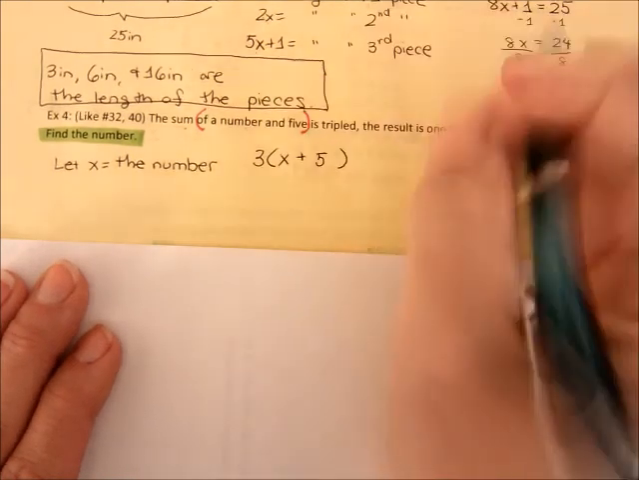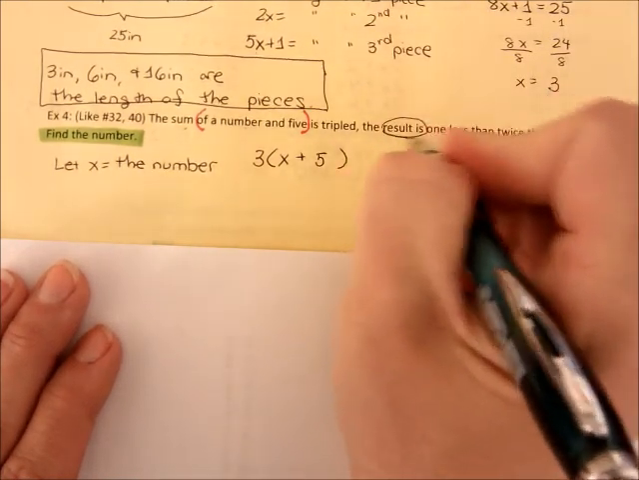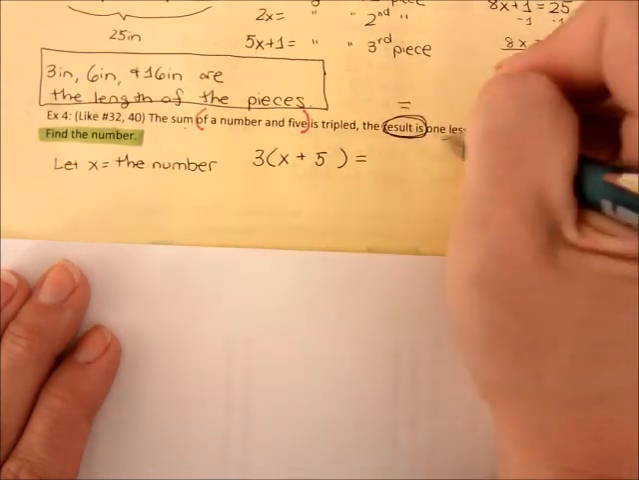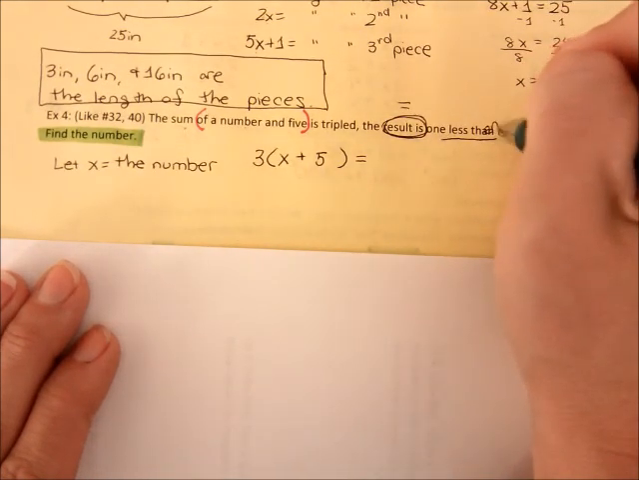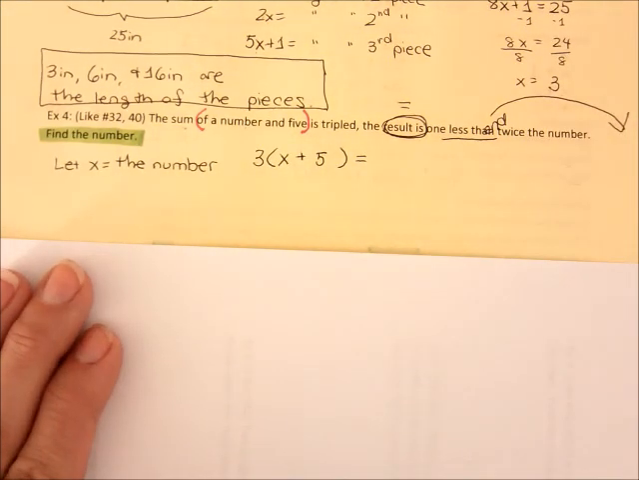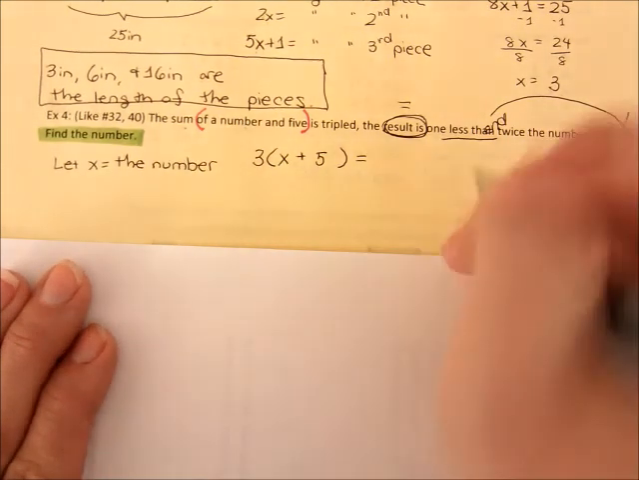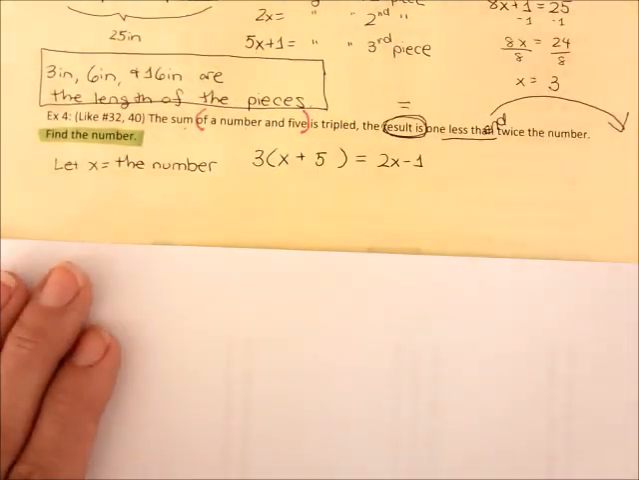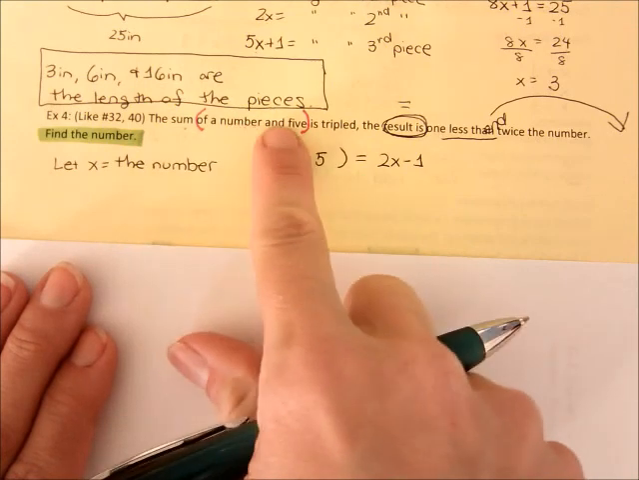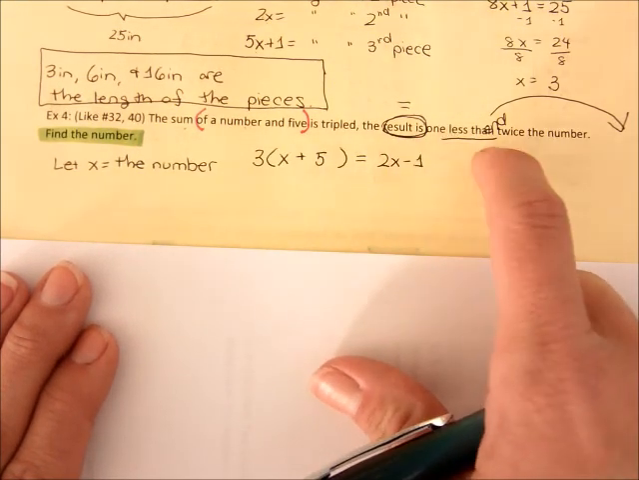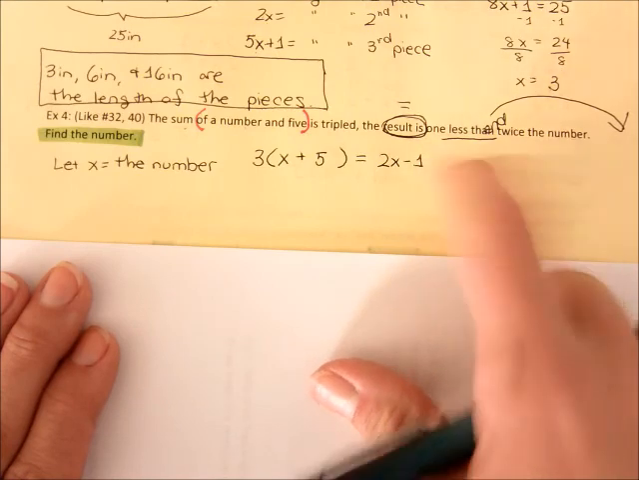The result is equals. 1 less than goes at the end. Twice the number. 2x minus 1. Excellent. So we went through, make sure you have parentheses. Is equal, less than goes at the end. Okay, so here we go.